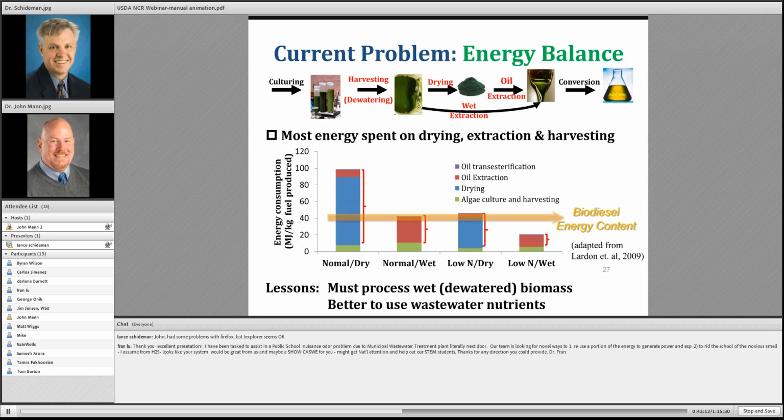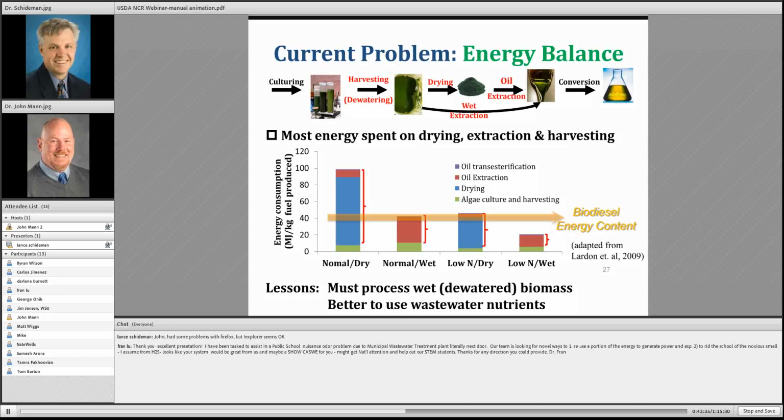So you can see there's really only one option here that works, which is the wet extraction type of methods with low nitrogen feedstocks, and in that particular case you can make a positive energy balance, and so we're doing something that would fall into that general realm, although I think we can even do better than what's shown there.